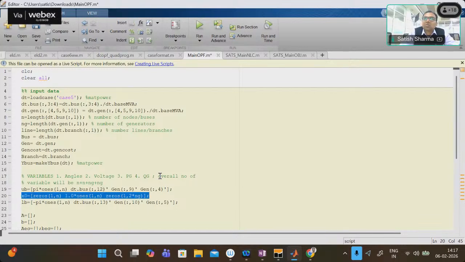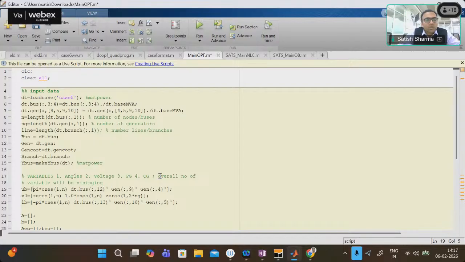In the initial x naught, you can see I have defined zeros, 1 by n, so n zeros. Then for voltages, we generally keep 1 per unit, so I have defined 1 into ones of size 1 by n, so n ones. Then there will be ng active power generations and ng reactive power generations, which I kept at 0. So the angle is 0, the voltage magnitude is 1, and the power outputs are 0.